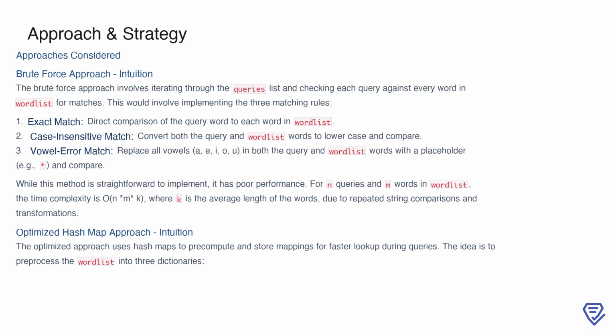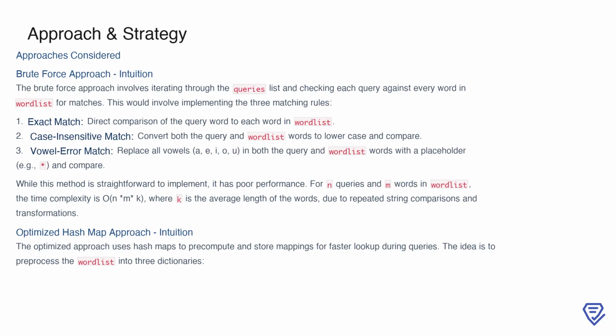For each query in our list, we compare it against every word in the word list using 3 matching rules. First, we look for an exact match, which involves directly comparing the query with each word. Next, we address case-insensitive matches by converting both the query and the words in the word list to lowercase before comparing. Finally, we handle vowel error matches by replacing all vowels in both the query and the word list words with a placeholder, such as an asterisk, and then comparing these transformed versions.